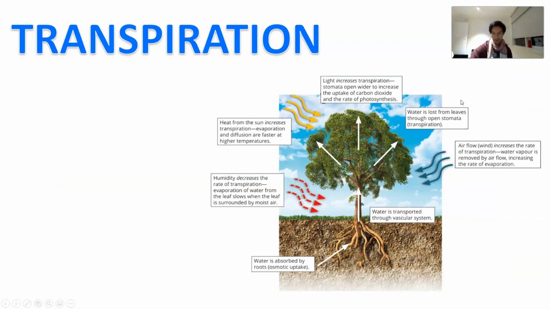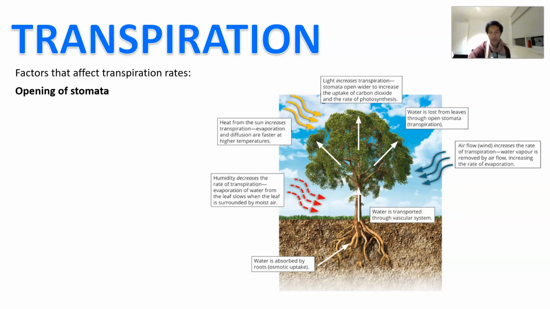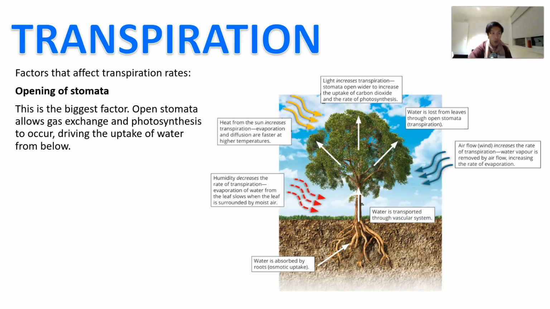Okay. Now, there are multiple conditions that are going to affect the rate of transpiration, and the plant needs to balance these conditions. They include mainly the opening and closing of the stomata. This is obviously the biggest factor, because if the stomata open, you allow gas exchange and you kickstart that transpiration pull process, allowing water to move its way up the plant. When the stomata are closed, that's going to slow it down.